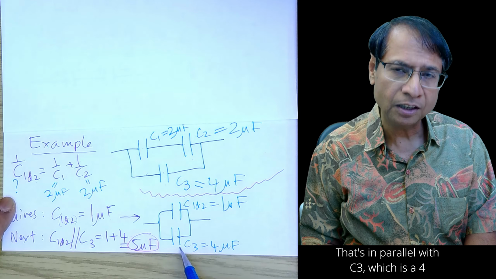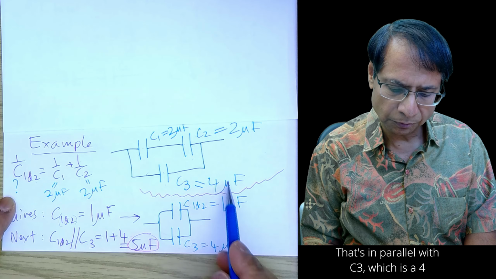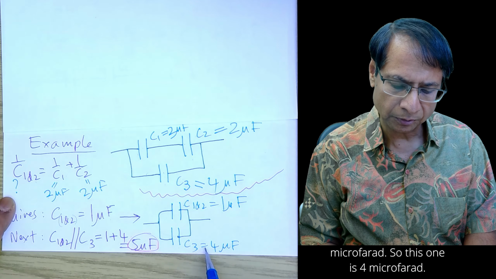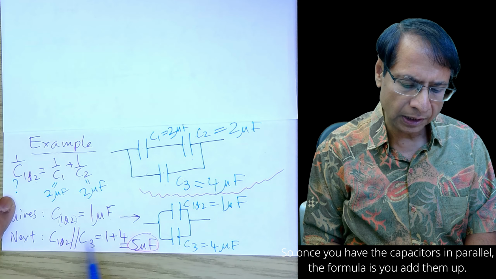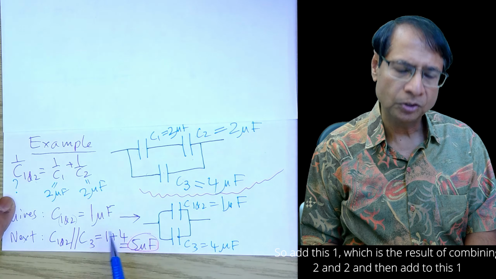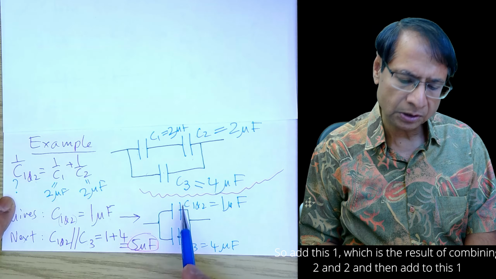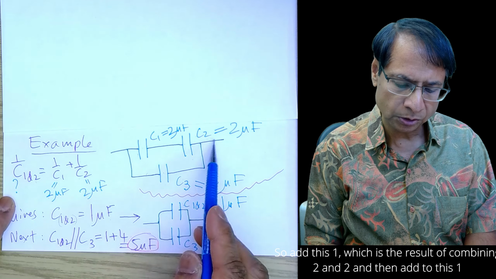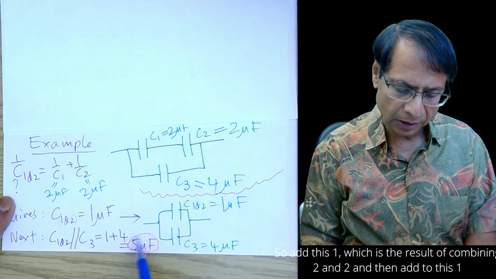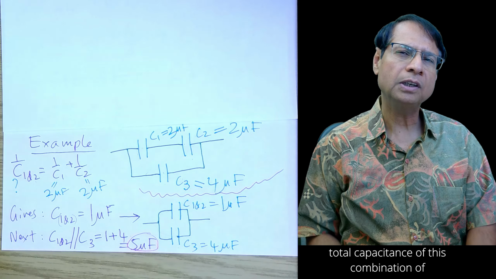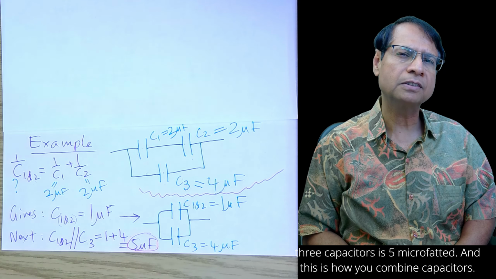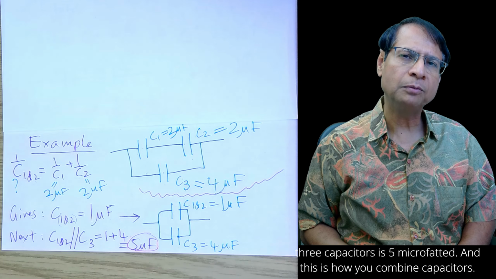That's in parallel with C3, which is a 4 microfarad. So this one is 4 microfarad. So once you have the capacitors in parallel, the formula is you add them up. So add this 1, which is the result of combining 2 and 2, and then add to this 1 the 4 microfarads you have here. So the total capacitance of this combination of 3 capacitors is 5 microfarad.